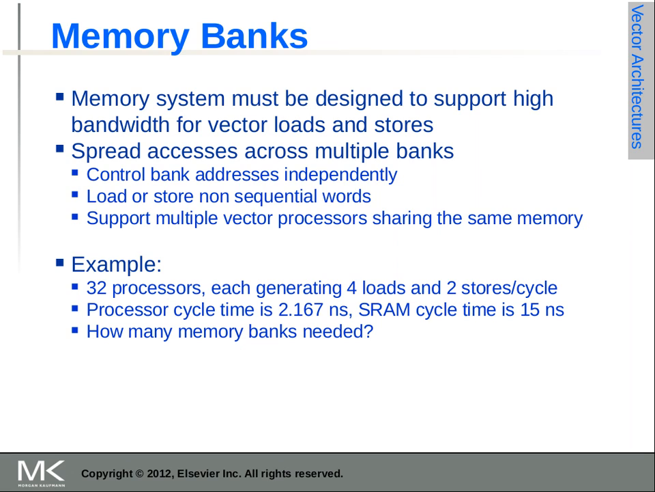Hopefully you can tell with vector machines there's a lot of data moving around, and reading all that from main memory can be slow. So spread accesses across multiple banks, control bank addresses independently, load. What does this sound like? You have banks of memory, load or store non-sequential words, support multiple vector processors sharing the same memory.